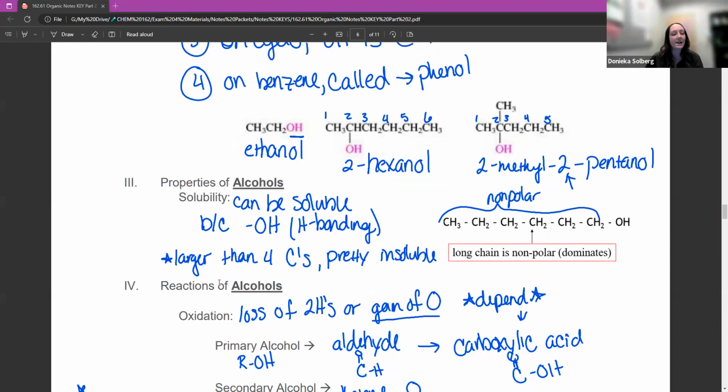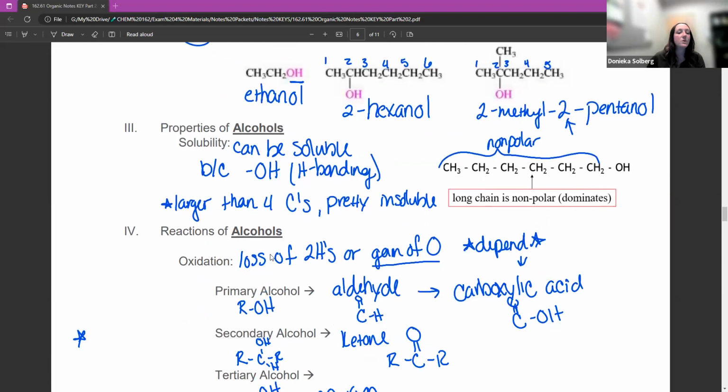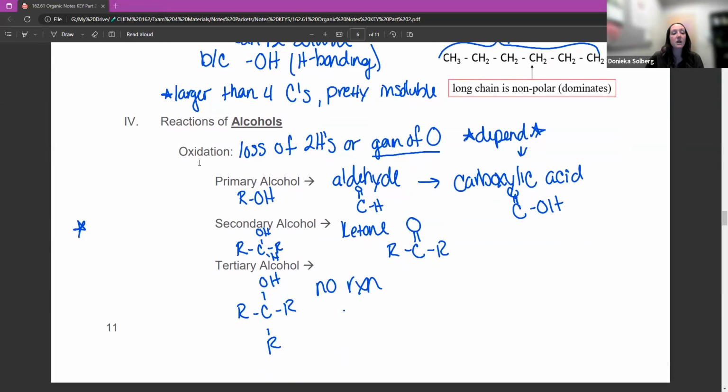Okay, so onto reactions with alcohols. When we react alcohols, so something that has an OH on it, we can do a couple different types of reactions. I'm going to talk about oxidation first. In oxidation, we're going to have a loss of 2 hydrogens or the gain of an oxygen. Oxidation, gaining an oxygen. The product depends on if it is a primary, a secondary, or a tertiary alcohol.